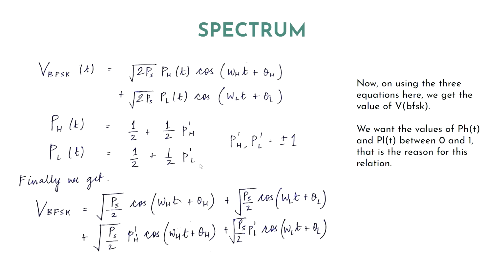So this is why we have this relation here. Now using these three equations, this one that we got from the previous figure, we get the value of VBFSK as root(PS/2) cos(ωHt + θH) plus root(PS/2) cos(ωLt + θL) plus root(PS/2) root(pH) cos(ωHt + θH) plus root(PS/2) root(pL) cos(ωLt + θL).